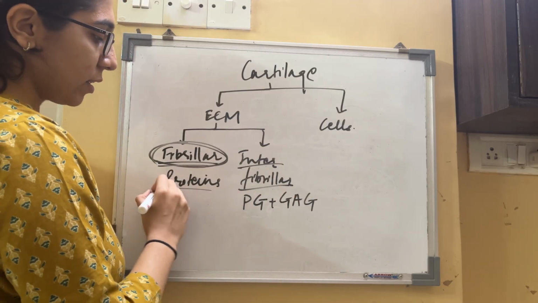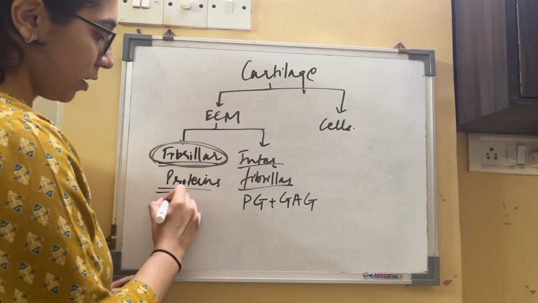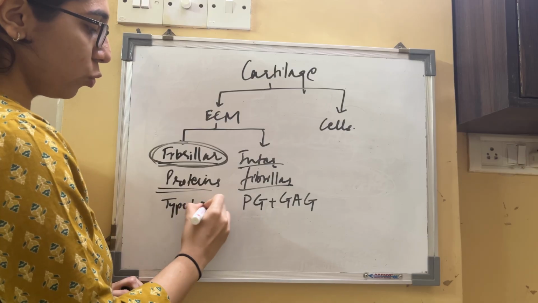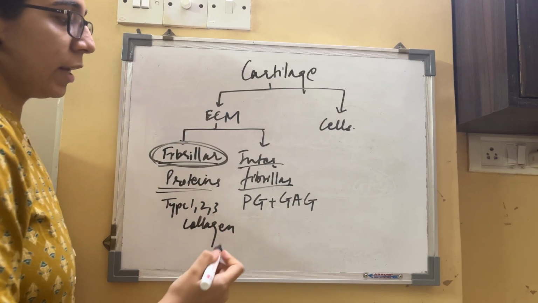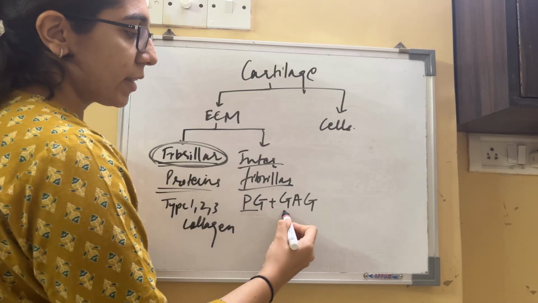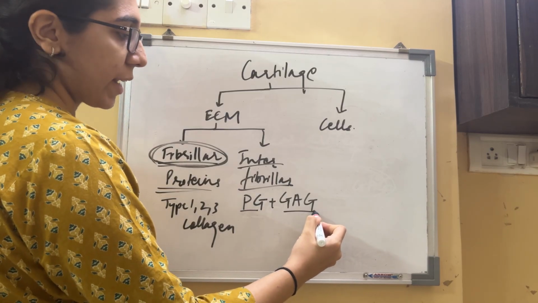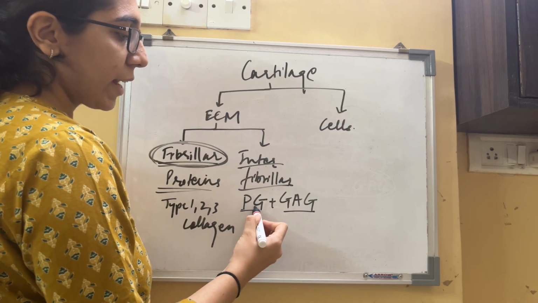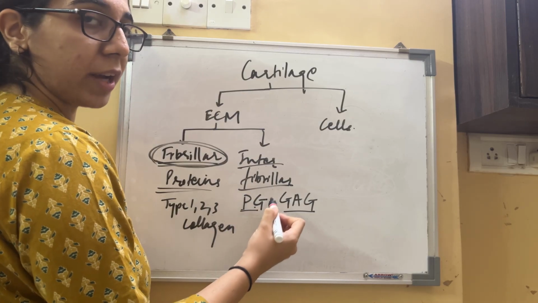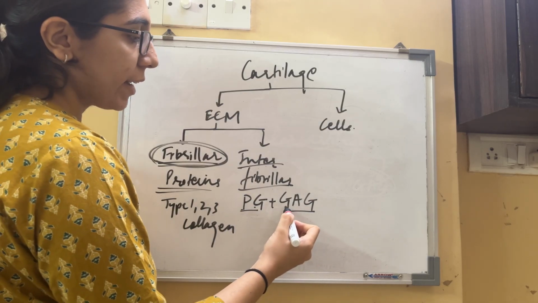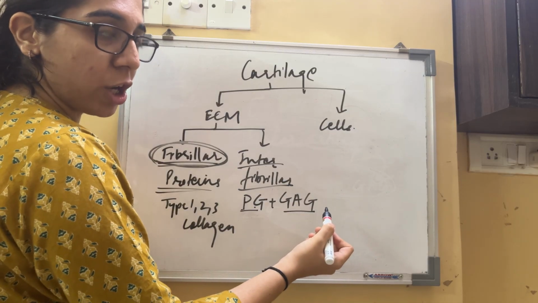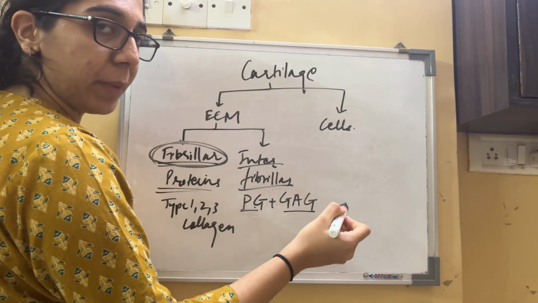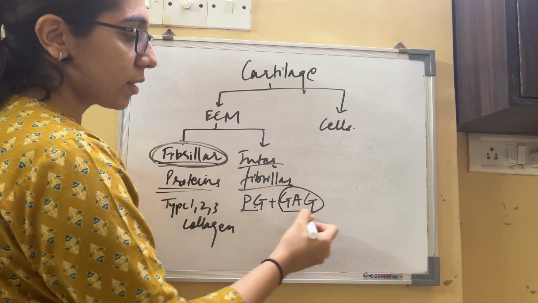The proteins that are primarily present: type 1, 2 and 3 collagen. Proteoglycans and glycosaminoglycans. Proteoglycans is the water and protein component, and glycosaminoglycans, depending upon the type of cartilage, whether it is bone, ligament or tendon, this will differ.